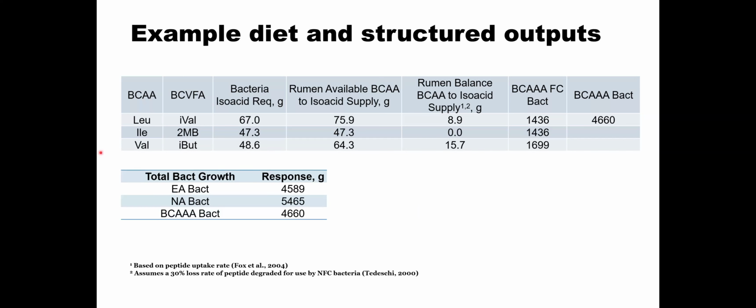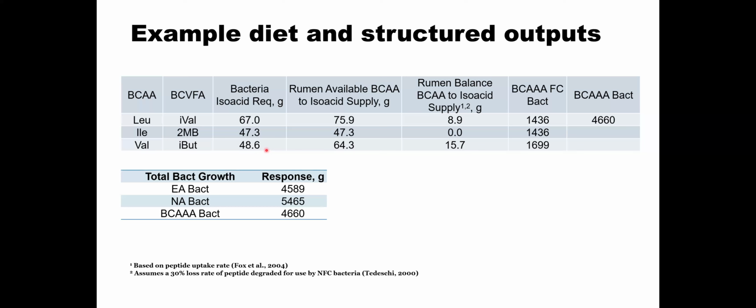So now what we're going to do is supplement some branched chain VFAs. We're going to overcome this limitation. Now our branched chain amino acid allowable bacteria are up to 4660. This is what the submodel is going to allow you to do: figure out how to supplement this. Can you use enough soybean meal to do this?